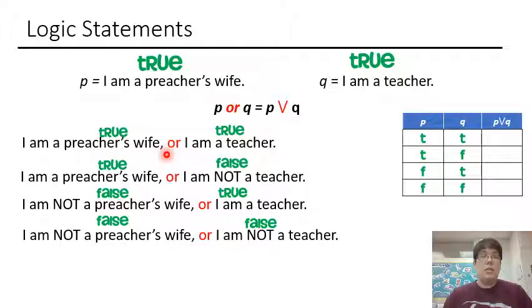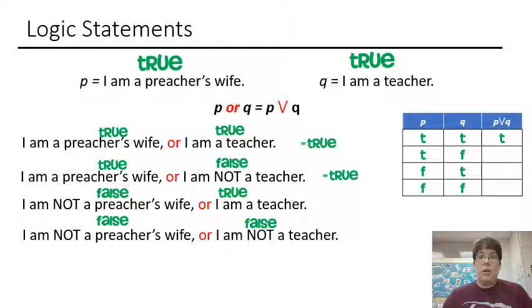All right, so we look here when it says I'm a preacher's wife or I am a teacher. Well, that's true, and so we can add that to our truth statement table. Now, what about I am a preacher's wife or I am not a teacher? Well, that statement is also true because the first part of it, I am a preacher's wife, is true. It says, or I'm not a teacher. Yeah, well, I am a preacher's wife, so it's okay.